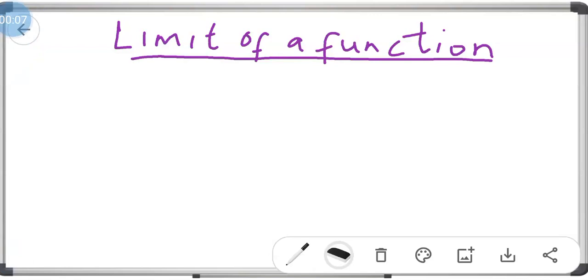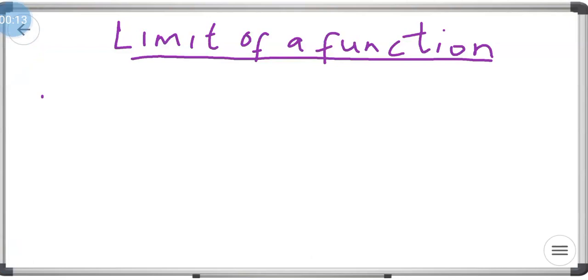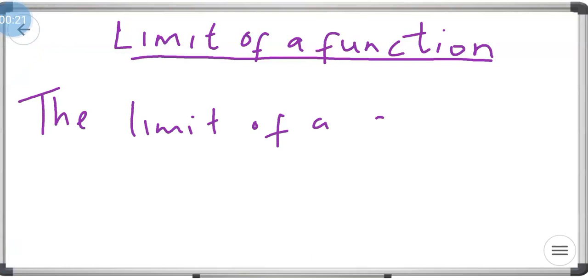Today we'll be dealing with limit of a function.